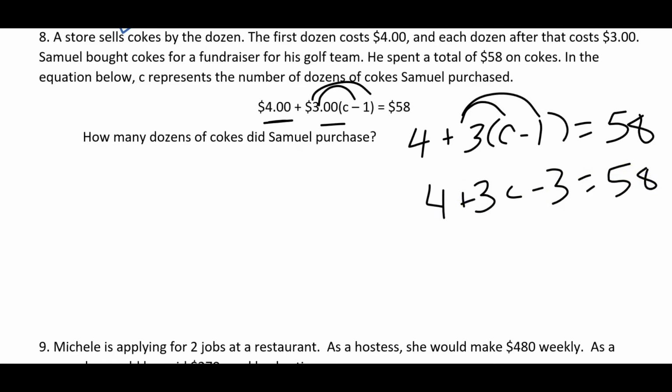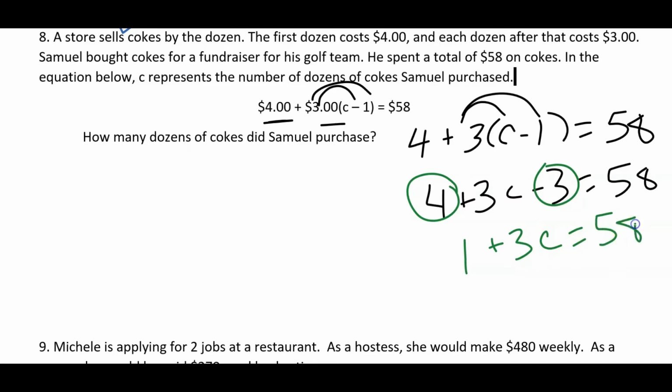Now combining like terms would be our next step in solving this equation, so I would combine the like terms. 4 minus 3 is 1, and then just bring down everything else. Plus 3C equals 58. Now I'm solving an equation. Order of operations goes in reverse, so I would take care of the plus 1 first. I would subtract it. So that's going to give me 3C.